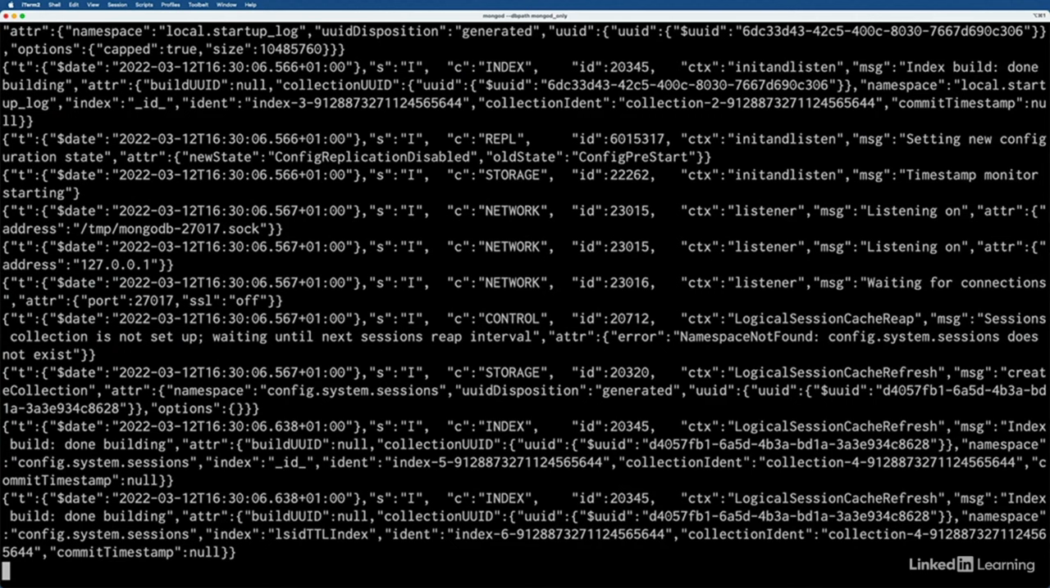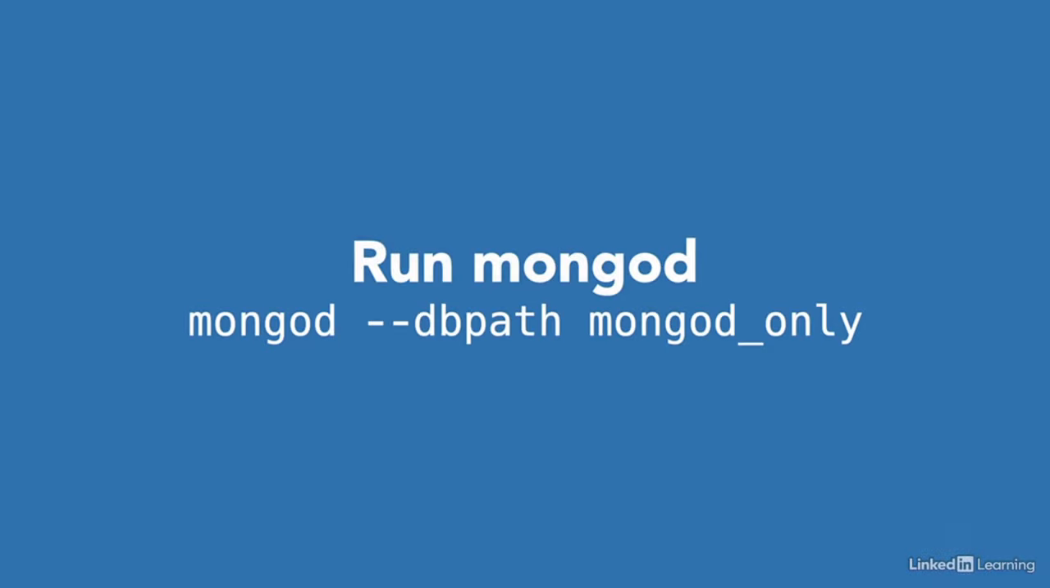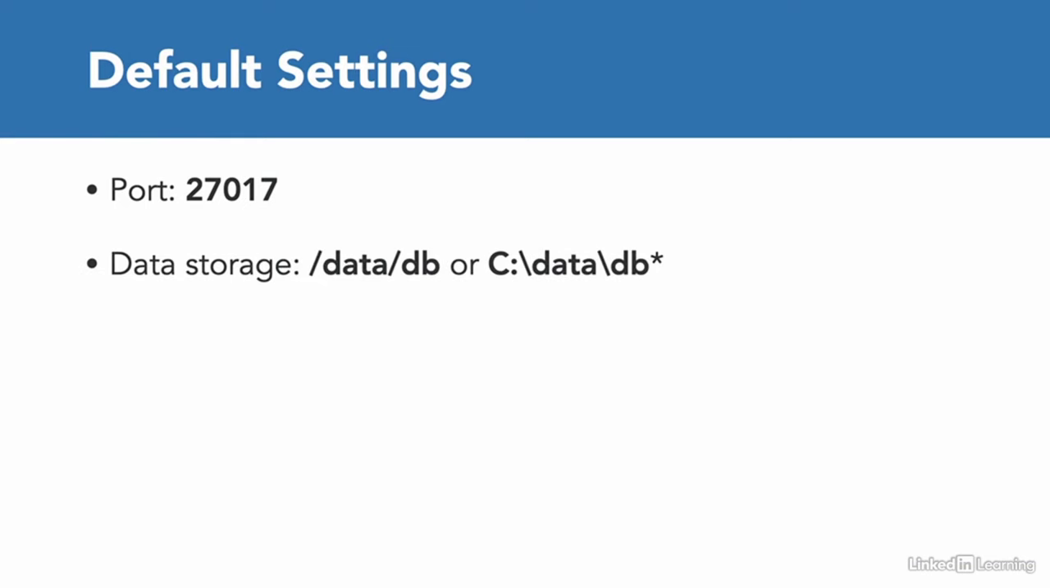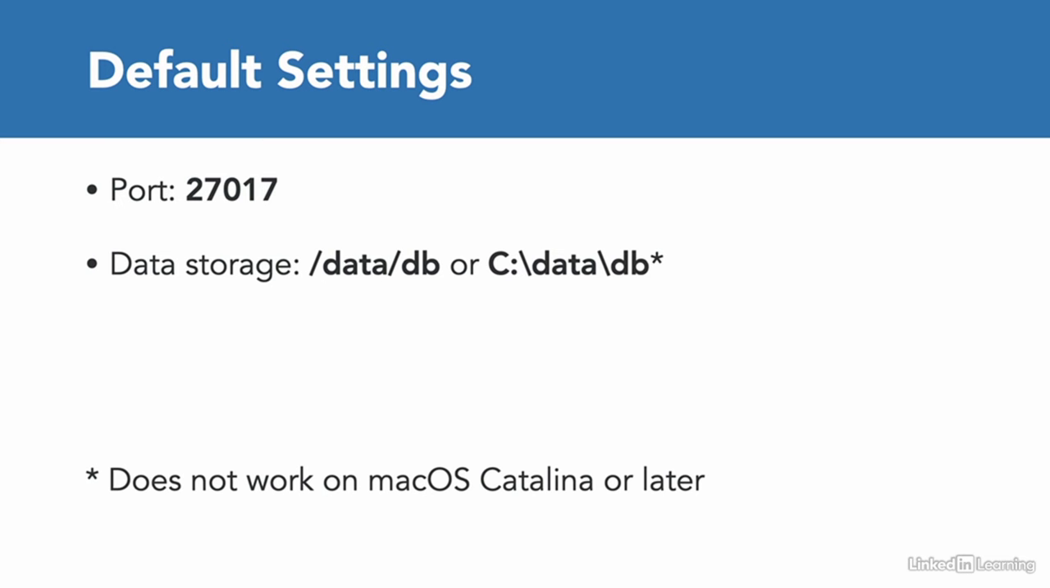Right, and then once we press enter, mongod will start running. And if your output looks somewhat like this, it's all working fine. Generally, if something has gone wrong, you would see an error message and then you would see this process terminate. All right, let's talk about the default settings that MongoDB uses. By default, MongoDB will listen for connections on port 27017. The data by default will be stored in the directory /data/db. However, this does not work on current macOS versions because the directory has become read-only. That's why I explicitly specified a different directory in this case.